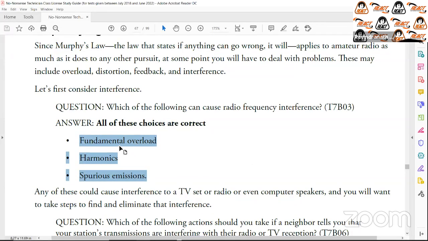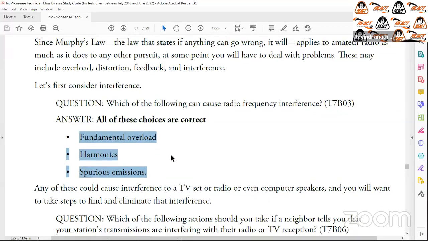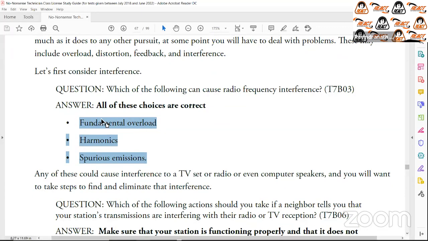So that is the answer: fundamental overload, harmonics, and spurious emissions. Remember, we looked at what each one was. So for your question in the question pool, you need to know that these three are in fact correct.